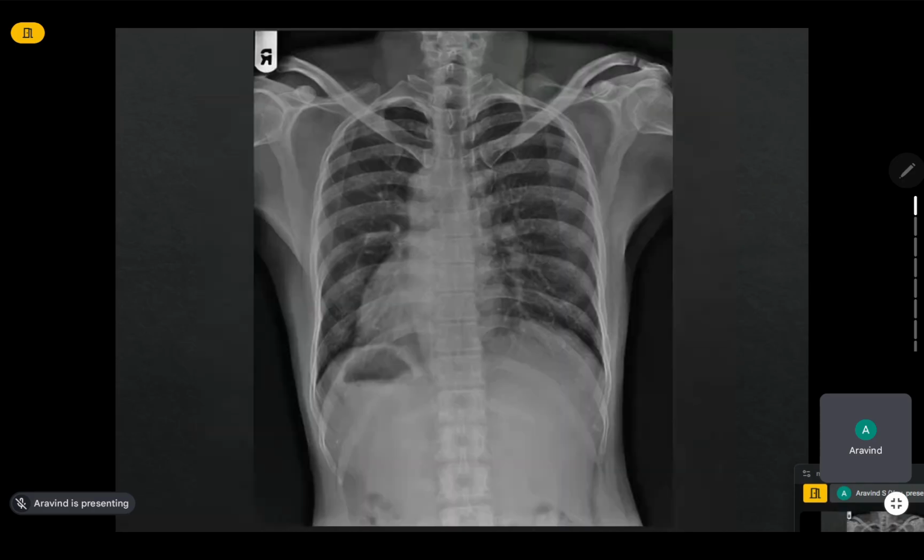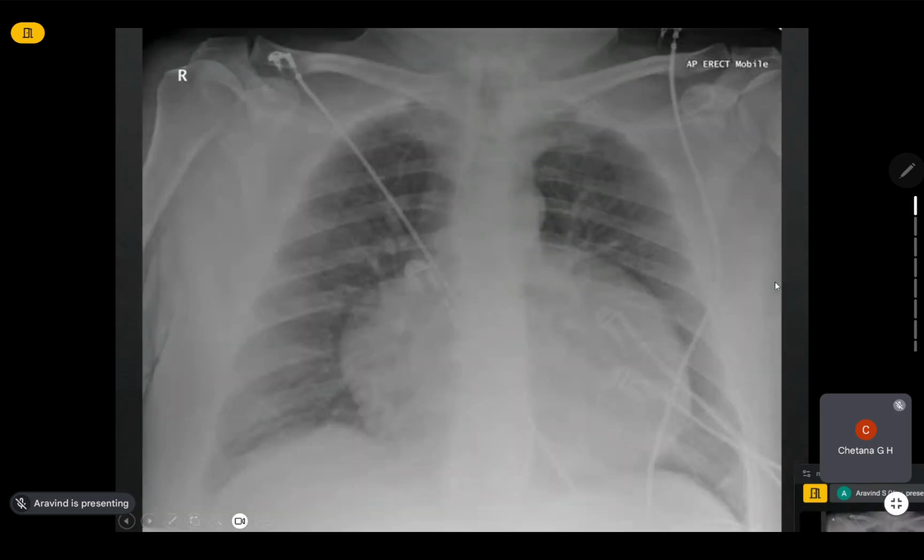What about this? You look at the orientation of the heart and observe the gastric bubble. Situs inversus. Right side, dextrocardia. Yes, situs inversus. Very good. This one? Pericardial effusion. It's globular enlargement of the heart.